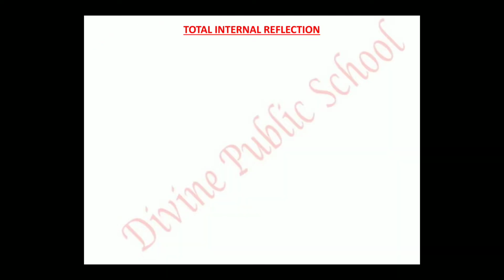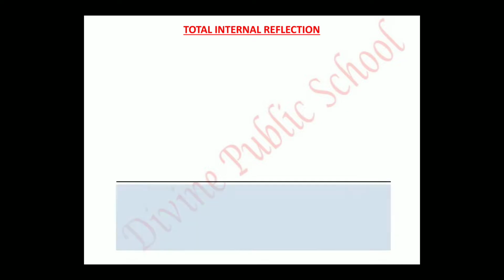The first thing we are going to study today is total internal reflection. Let us understand this phenomenon with the help of a diagram. Suppose we have two mediums, denser and rarer. A ray of light is moving from denser to rarer medium. At the point of incidence, a normal is drawn. When a ray of light goes from denser to rarer medium, what happens? The refracted ray bends away from the normal. So, the refracted ray will move like this.